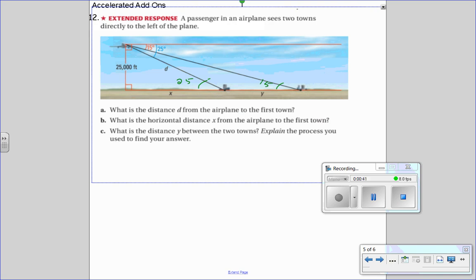For part A, we want the distance D from the airplane to the first town. So I decided when I did this to use sine. I did sine 25 equals opposite over hypotenuse. And we all know how to solve these, right? When you have your variable in the denominator, you can multiply by that variable on both sides, and then you can use division to solve it. So I'm going to be using division on my calculator to solve this one.